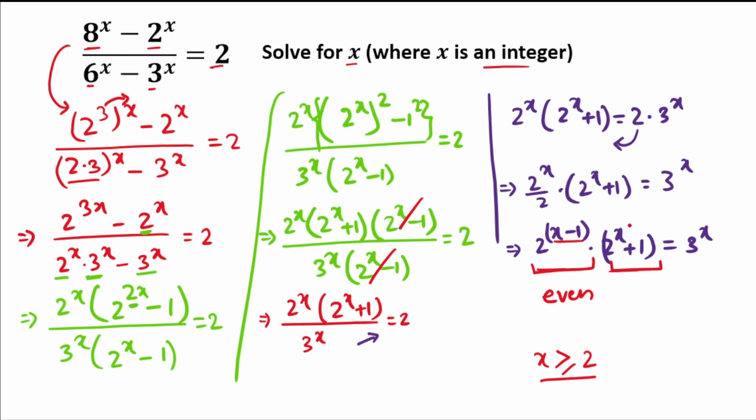So the value of 2 raised to the power x will be an even number, and if we add one even number, this term will be an odd number. So now here the multiplication of odd, even, and odd will be an even number.